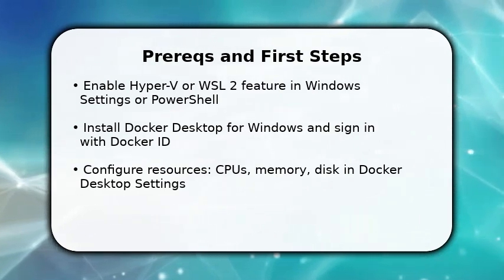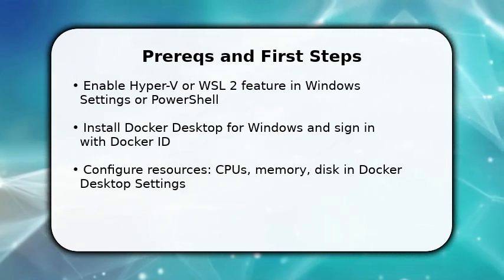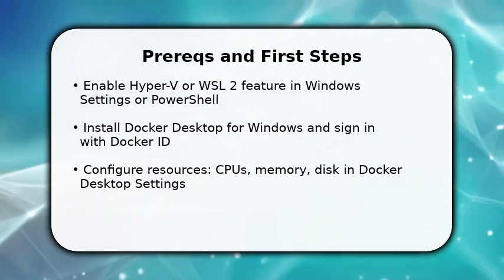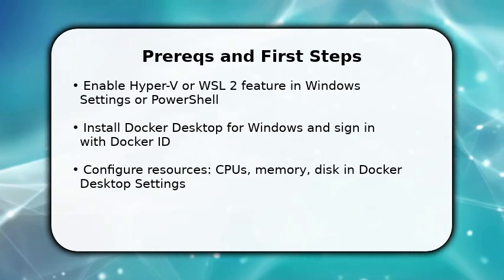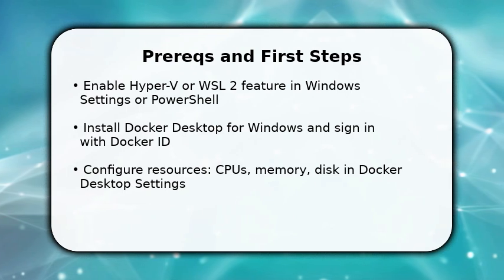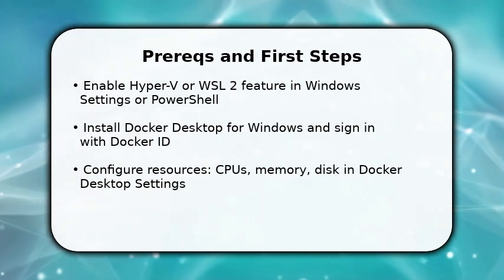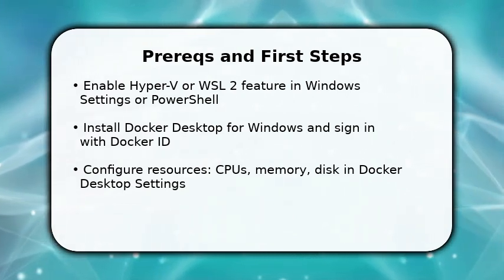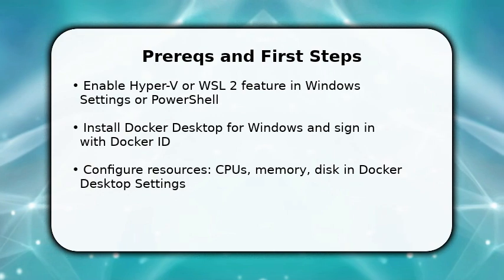Once installed, open Docker Desktop and configure resources. Assign CPUs, memory, and disk. This matters for build speed and container stability. Make sure virtualization is enabled in BIOS. These steps get you past blockers quickly, so you can run containers without permission or resource errors.